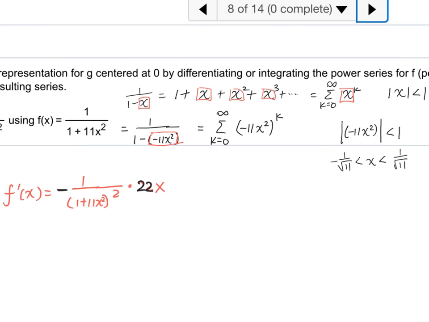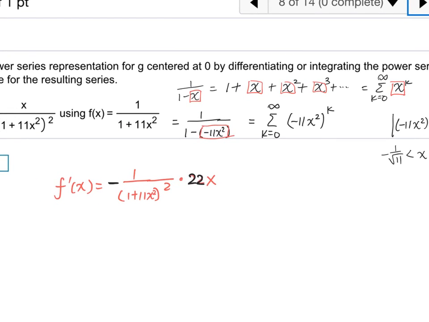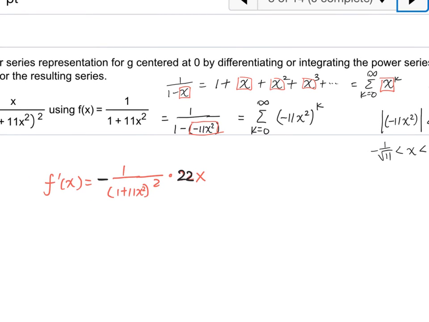So when you find the power series representation of F prime, you simply find the derivative of F. Okay, so this is what we do. So from here, F prime is this guy, right? So equals, you need to find the derivative of this guy. So summation k from 0 to infinity. Okay, let's find the derivative of this guy. So it's going to be k times negative 11x squared raised to k minus 1.